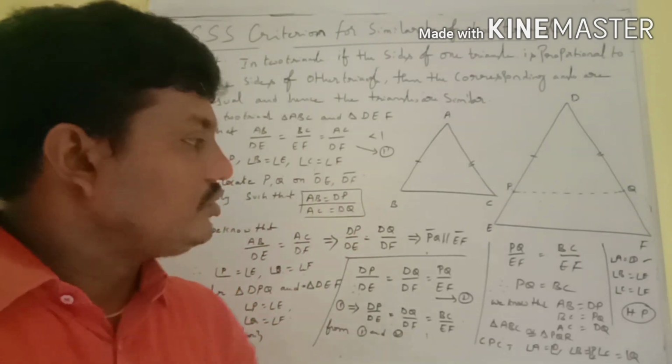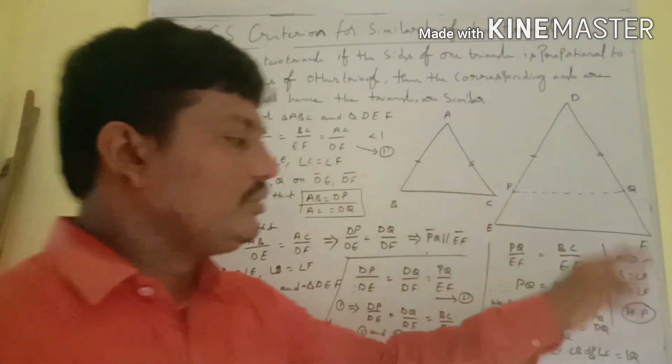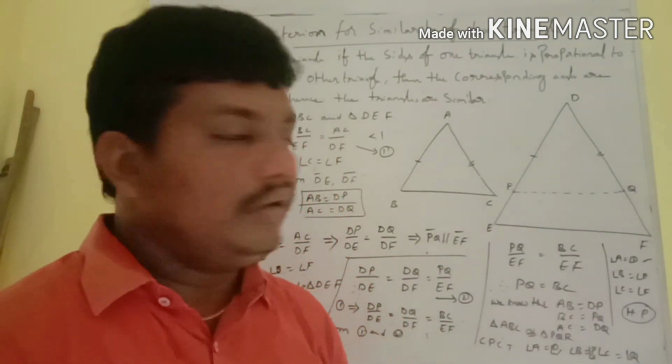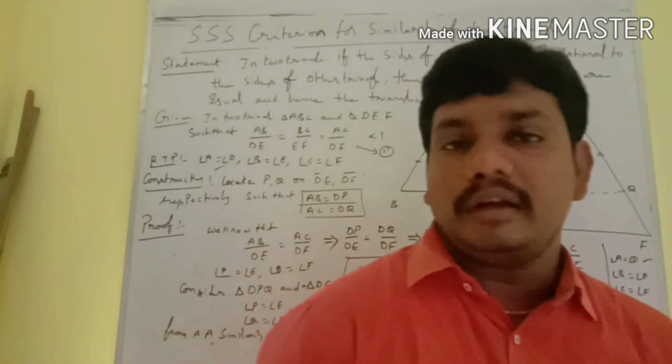So angle A is equal to angle D, angle B is equal to angle E, and angle C is equal to angle F. We proved that. So hence the result is that the two triangles are similar.